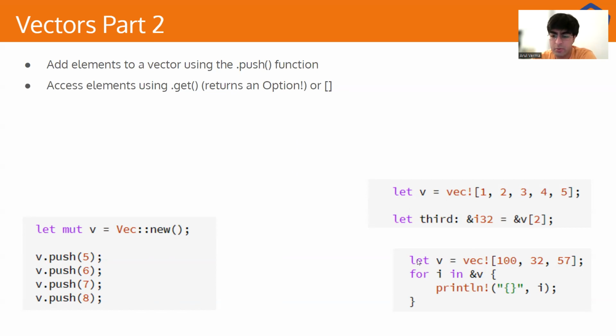And we can see another example in the bottom right where we just say let v = vec![1, 3, 2, 5, 7], and we just iterate through our vector.